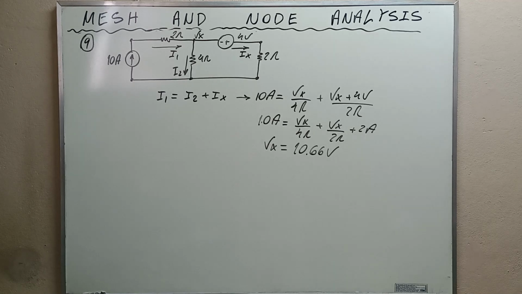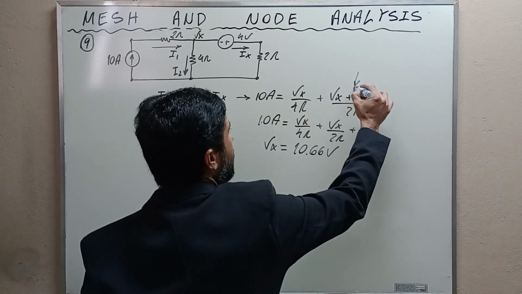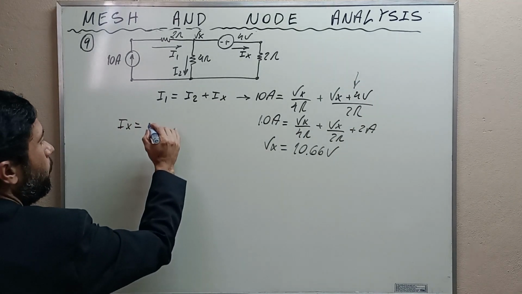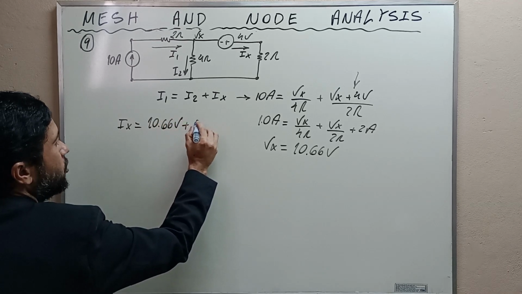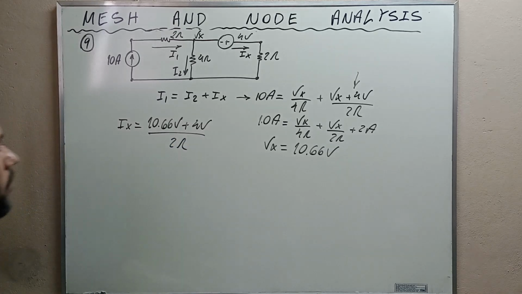Now we can calculate the value of the current Ix, and the value of the current Ix can be calculated using this. Ix is equal to 10.66 volts plus 4 volts divided by 2 ohms. Okay? This is the current Ix.